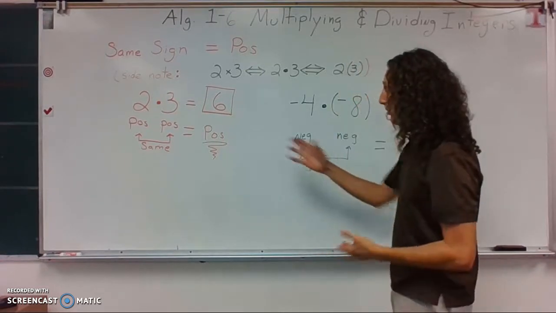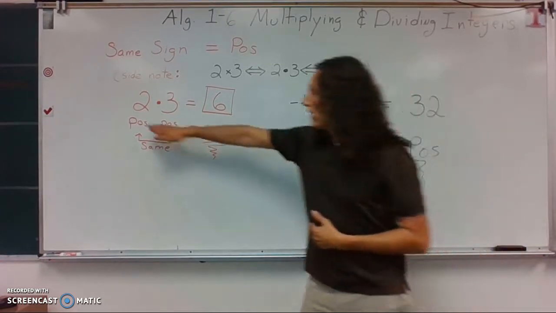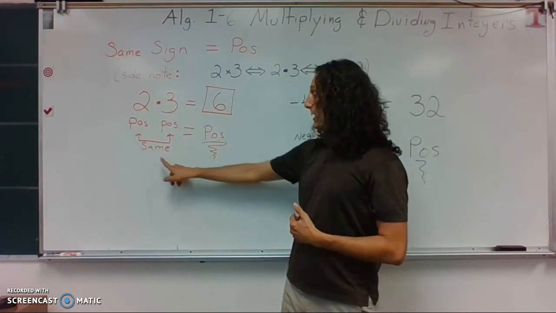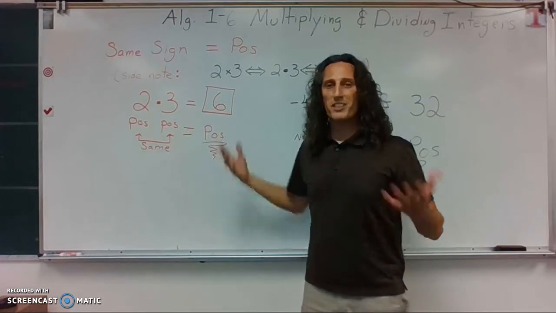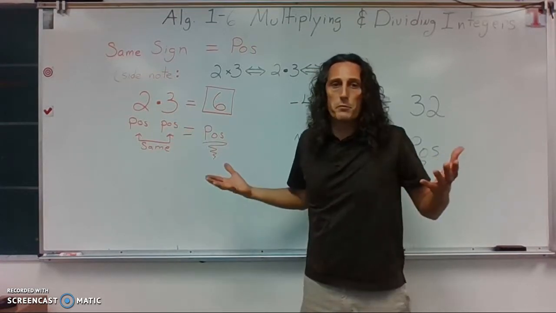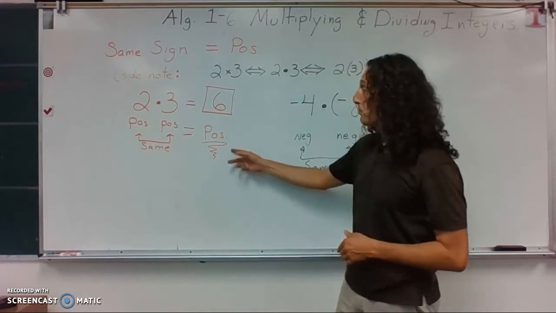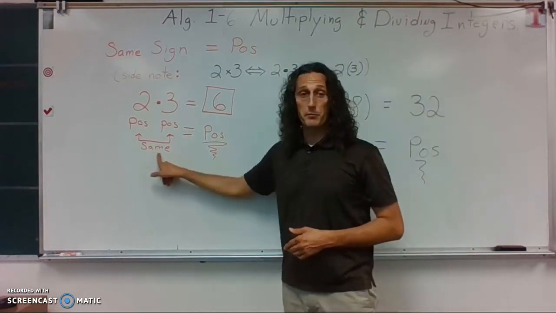So let's look at our two quick examples. We have 2 positive times a 3 positive. See how they're the same sign? So we still do times, right? We just go 2 times 3, you type it in your calculator, I don't care. You get 6, right? And it's positive just because these are the same sign.